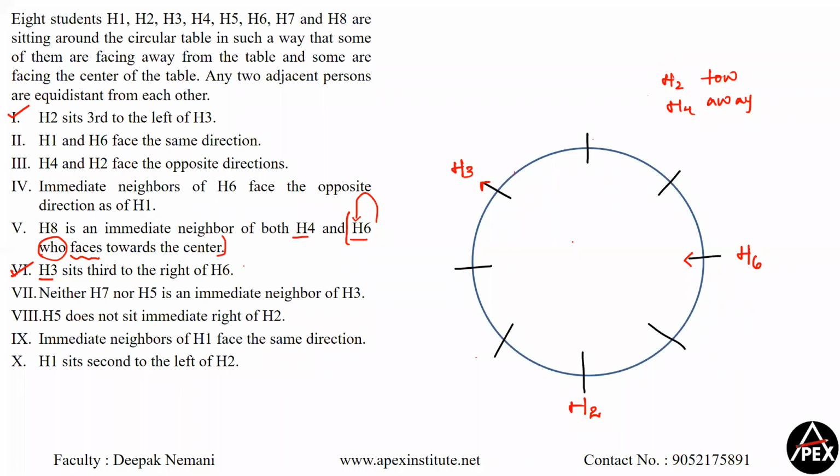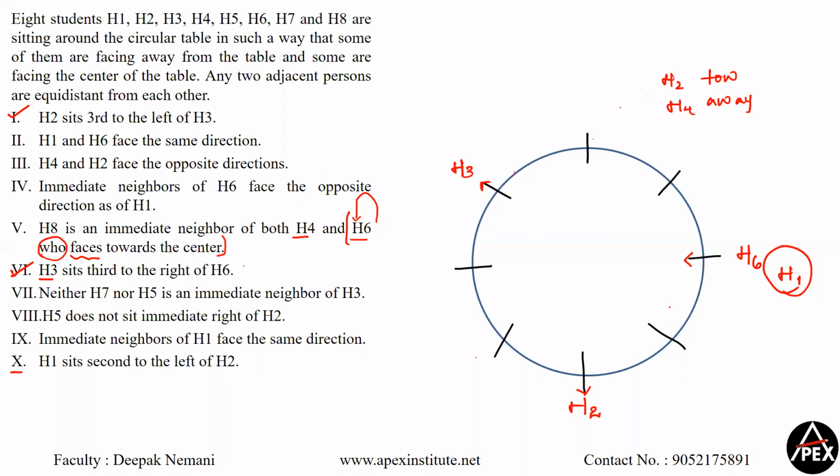Okay, perfect. 10th statement: H1 sits second to the left of H2. Now H2 can face two directions, either away from or towards the center. Let me consider H2 facing away from the center. If H2 faces away from the center, H1 sits second to the left of H2. So 1 and 2, H1 will be here.